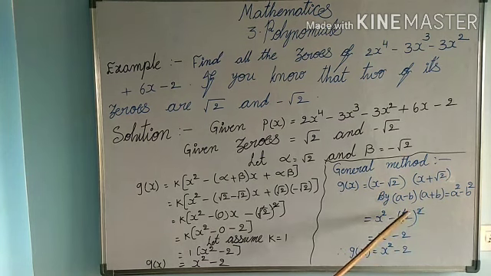The square and square root cancel, so root 2 and root cancel. What is remaining? x square minus 2. So g(x) is equal to x square minus 2. You can use any method to find g(x).